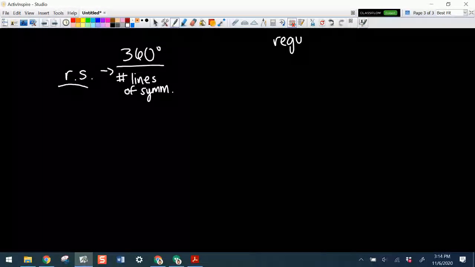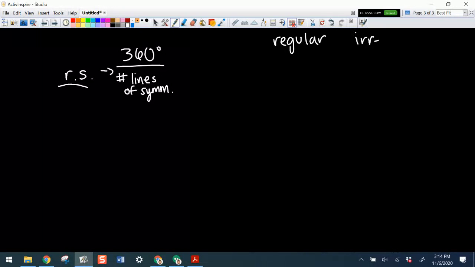So imagine, if you would, rotational symmetry. We said on the previous page, to find rotational symmetry, you take 360 degrees, which is a full complete turn, and divide it by the number of lines of symmetry. So to find rotational symmetry, we need to find the number of lines of symmetry a shape has. We use this term called regular, or sometimes irregular. But what we're really going to focus on is regular.